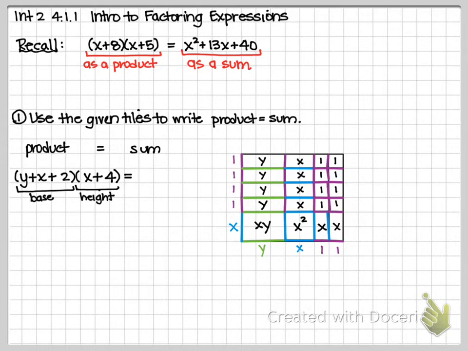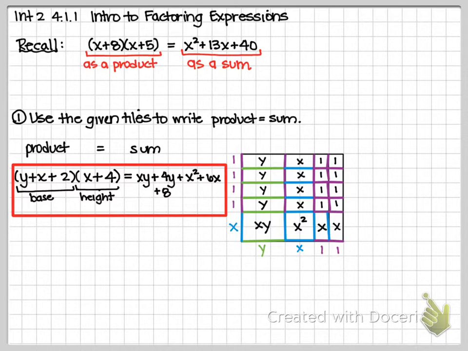We have 1 xy tile plus, looks like we have 4 of the y tiles plus a single x squared plus, looks like we have 2, 4, 6 x's, running out of space, plus, and then 2, 4, 6, 8 unit tiles. And I think that's going to be our answer here. So it's a use of being able to use the algebra tiles to be able to factor, basically.